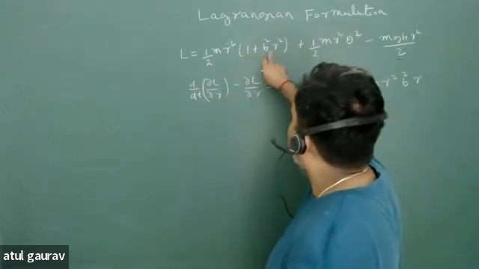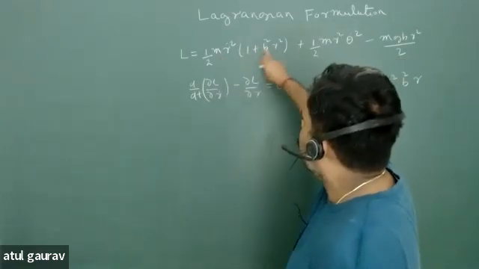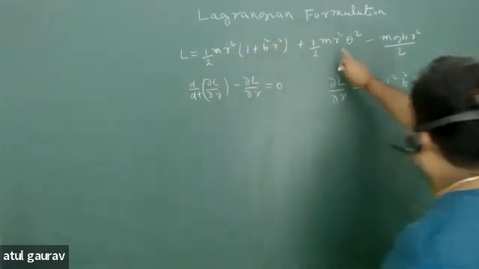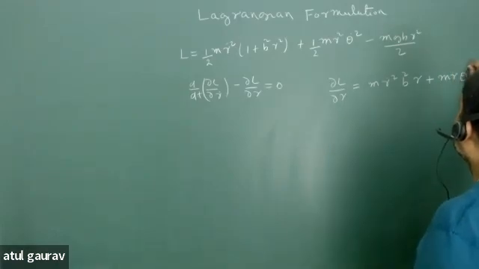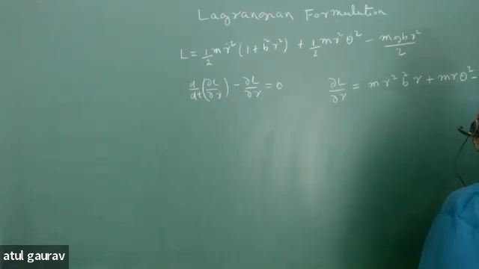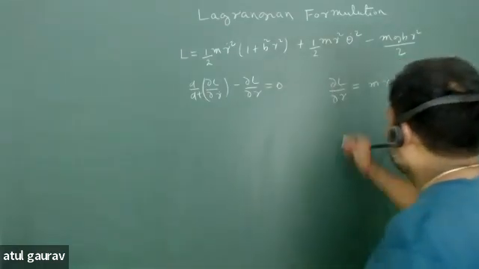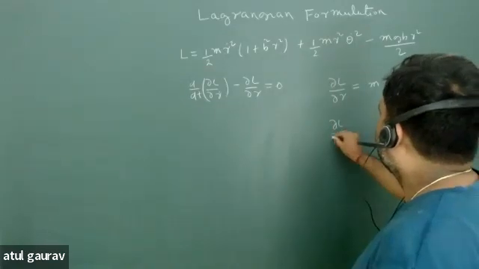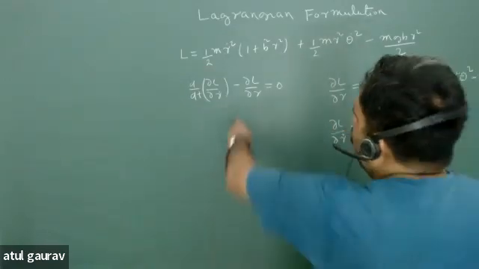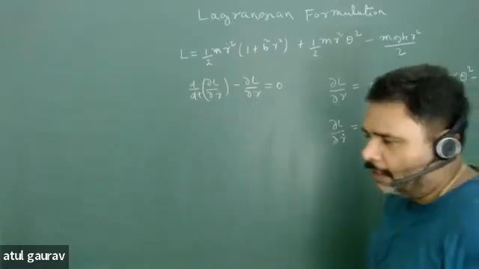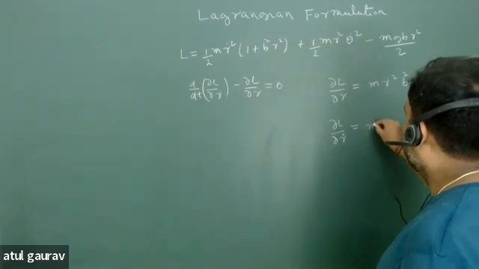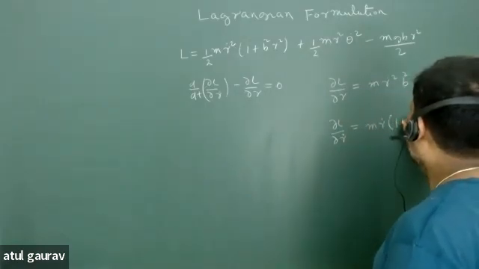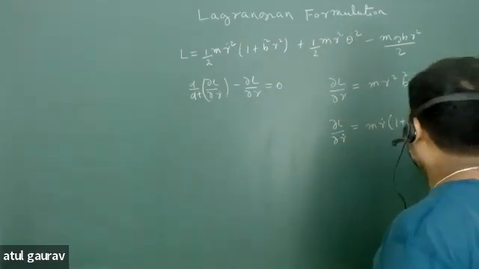I am just going to take the derivative of this one, so 2 and 2 will cancel out. And here you have m r theta dot square and minus mg br. So this is my del L upon del r. And when we are going for del L upon del r dot, I have to only differentiate with respect to r dot, because this is just a partial derivative. So what we have is m r dot (1 plus b square r square).